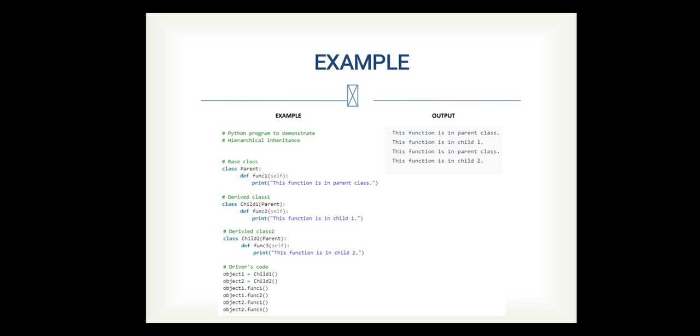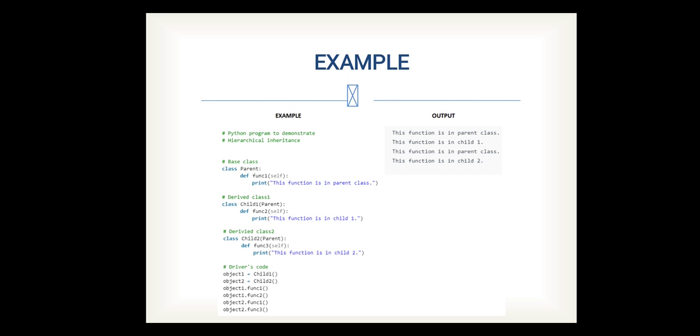We have created a parent class, and then we create child 1 and child 2. These are the derived classes, and we have inherited the parent class into both children. When we create the objects of both child classes, object 1 and object 2, and access the method of the parent class, function 1, using the first child class object, it prints the message of the parent class. Then it calls its own method, function 2 of child 1, and prints that this function belongs to child 1.